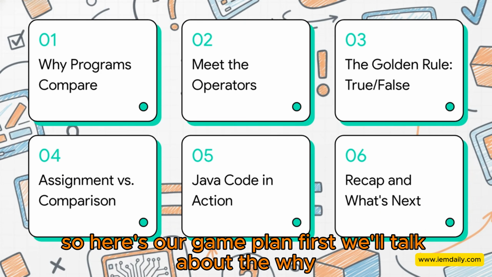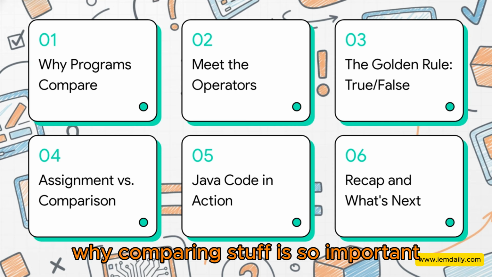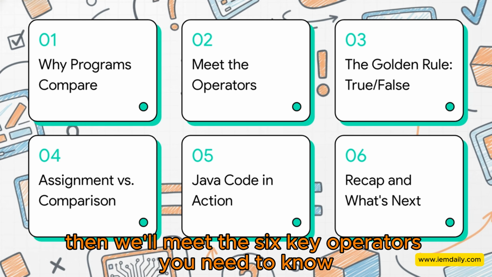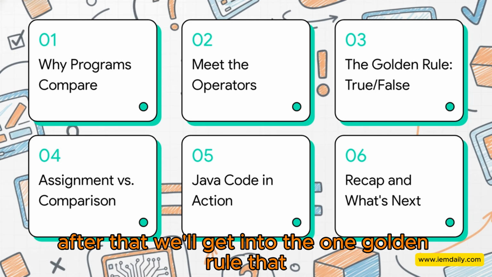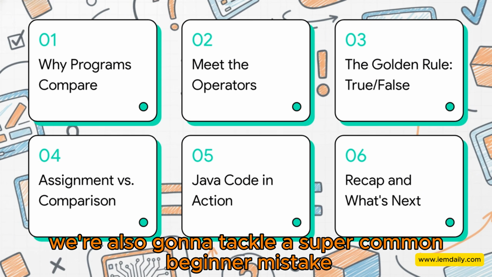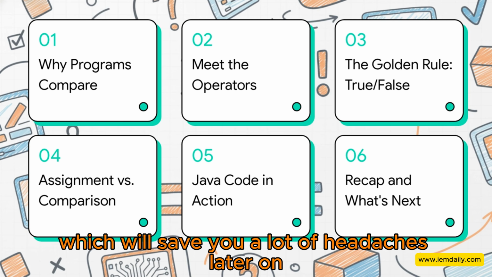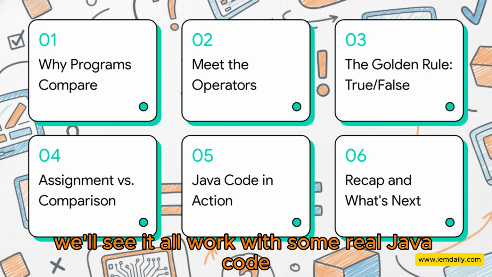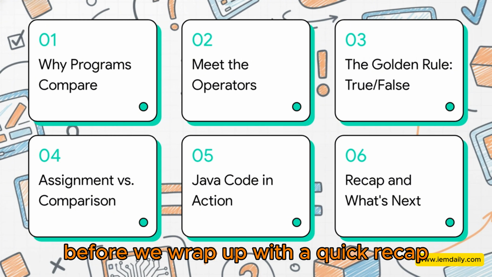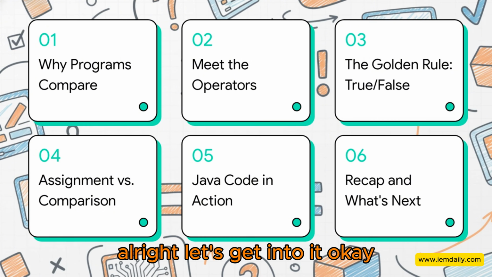So here's our game plan. First, we'll talk about the why. Why comparing stuff is so important. Then, we'll meet the 6 key operators you need to know. After that, we'll get into the one golden rule that controls all of them. We're also going to tackle a super common beginner mistake, which will save you a lot of headaches later on. And of course, we'll see it all work with some real Java code before we wrap up with a quick recap. All right, let's get into it.